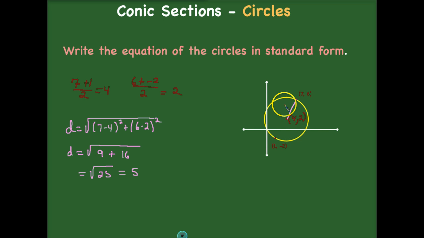So now we know the radius and we know the center. We are ready to write the equation of a circle. We can write it as (x minus 4) squared plus (y minus 2) squared is equal to our radius squared, or 5 squared.